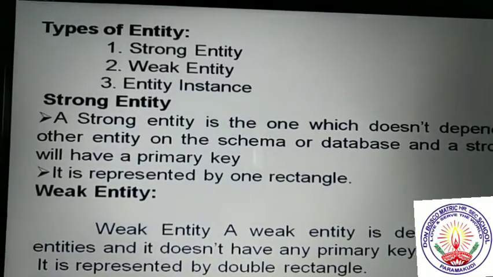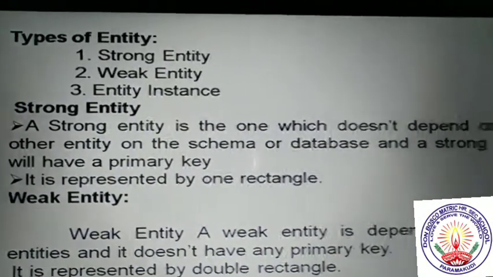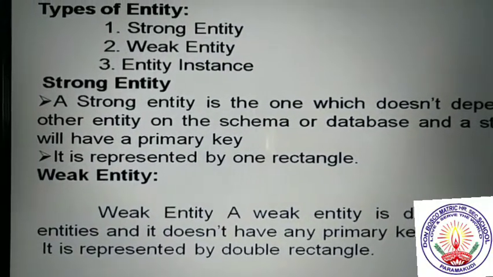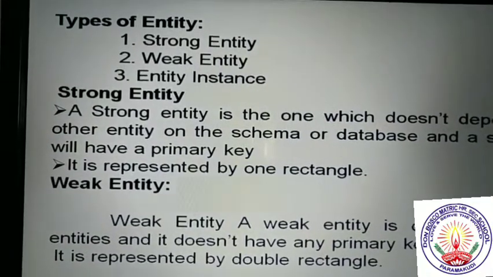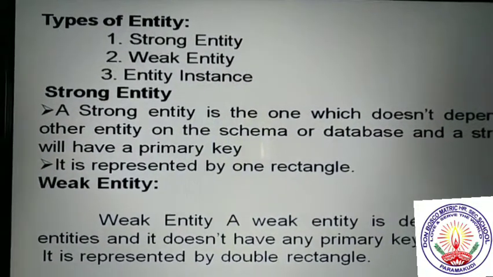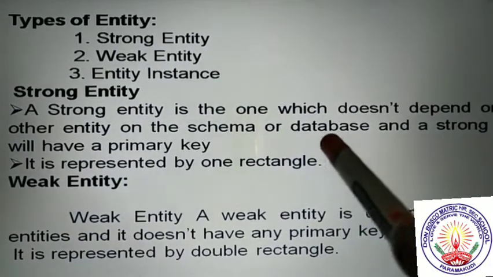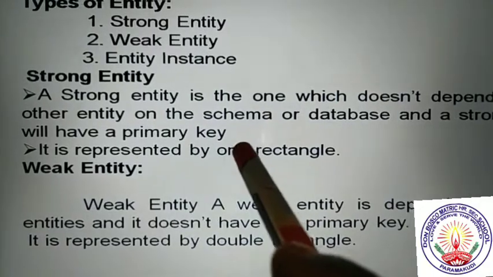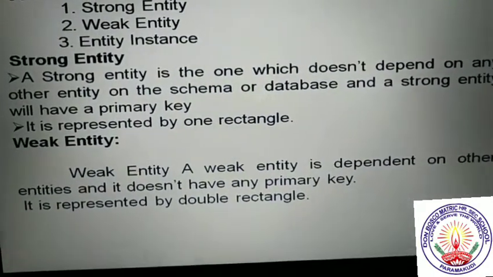What is meant by a strong entity? A strong entity is one which does not depend on any other entity. It's a major concept in the given database. Strong means it's a major one, like the manager of the database. A strong entity does not depend on any other entity in the schema or database, and a strong entity will have a primary key.